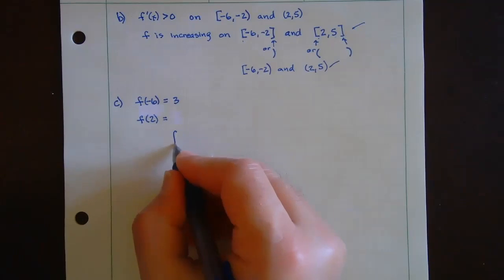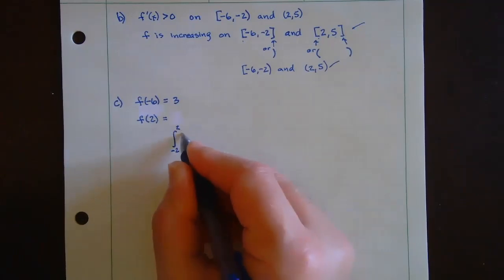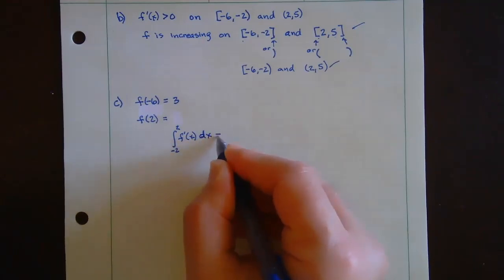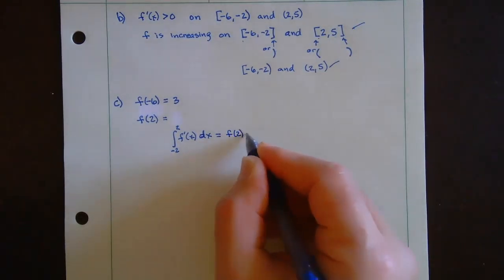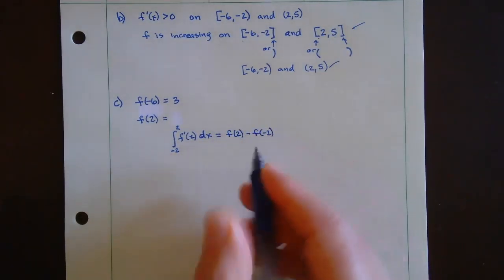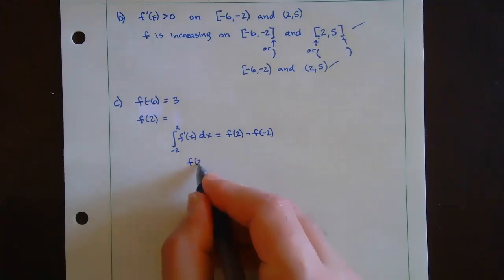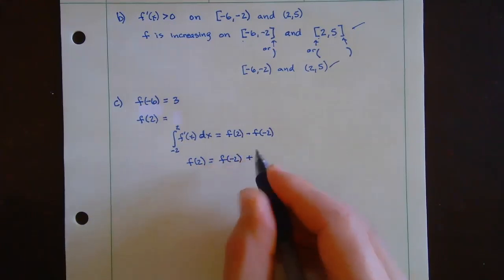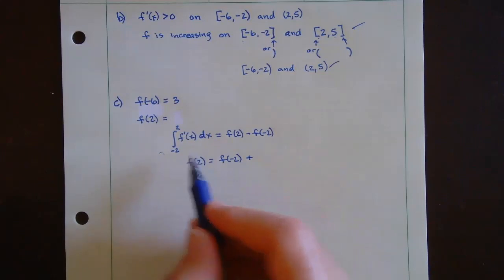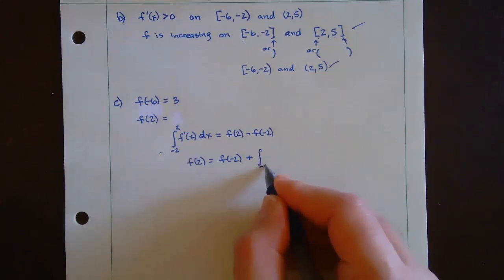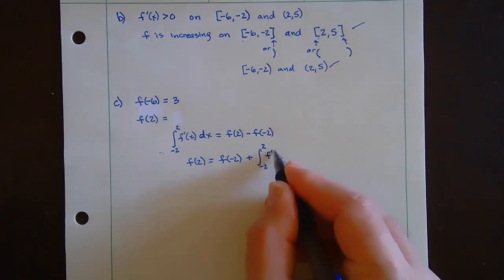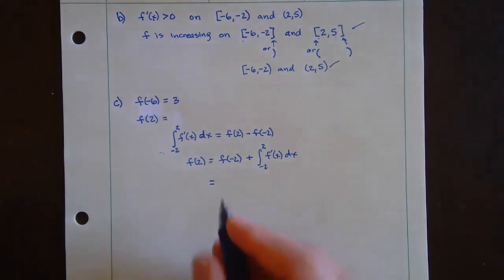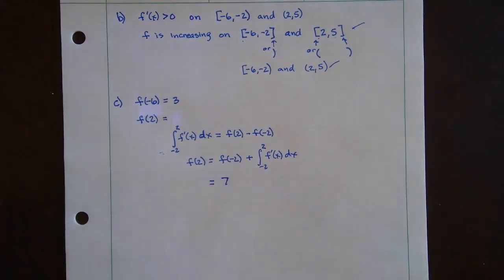We're going to do the integral from -2 to 2 of f prime of x dx. And then that's going to equal f of 2 minus f of -2, right? So f of 2 is going to have to equal f of -2 plus, I'm just moving this over and I'm writing f of 2 on the left-hand side, plus the integral from -2 to 2 of f prime of x dx, okay? So now what do I know? F of -2 is 7, right? Because that was told to us, all right?